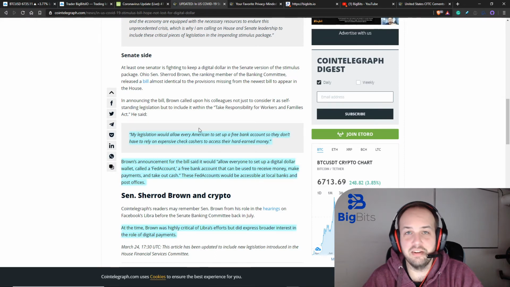They've been talking about a digital dollar or a central bank digital currency for a little while. It seemed like they were a ways away, so I'd be really surprised to see this actually happen as part of the stimulus bill. But they are pushing for it, so it will be interesting to see how they do that if it was actually included. But they say that, like I said, this would be called a Fed account, and it can be used to receive money, make payments, and take out cash. And it would also have its own wallet, where they would have a digital dollar wallet. And of course, that's what they call the Fed account.